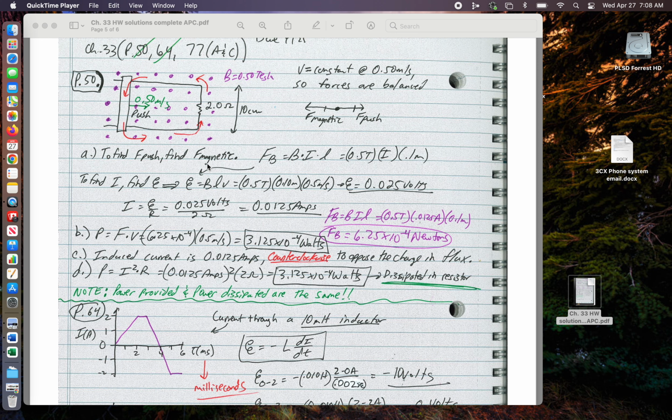50 says a 10 centimeter wide zero resistance slide, and so there's a picture here. This thing's going to the right. It's going at a constant speed.